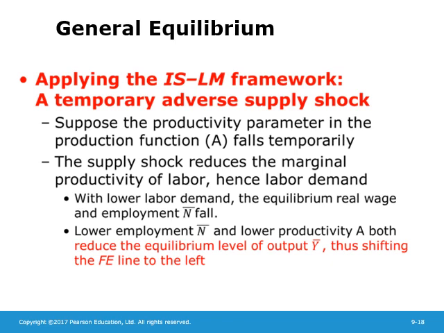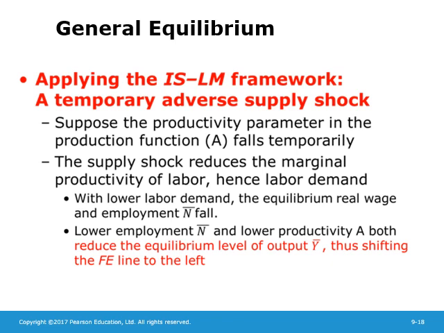The effect of this is to decrease the productivity parameter in the production function temporarily, because we are saying that it's a temporary adverse supply shock, so it's not a permanent one. The effect of it is to decrease the A. Remember, the A, the productivity parameter, decreases due to, for example, bad weather or an increase in the price of oil. So this supply shock reduces the marginal productivity of labor and hence labor demand. So with lower labor demand, equilibrium real wage and employment N-bar fall.